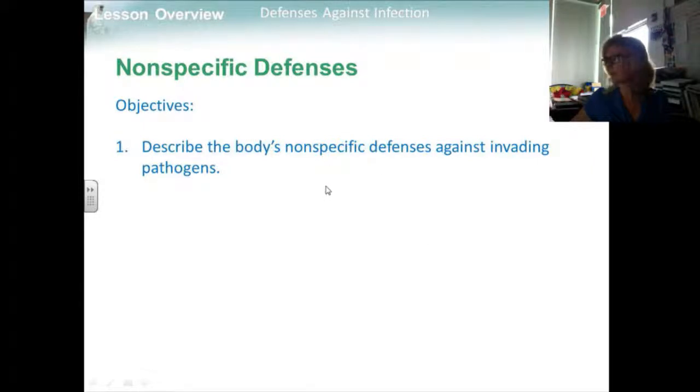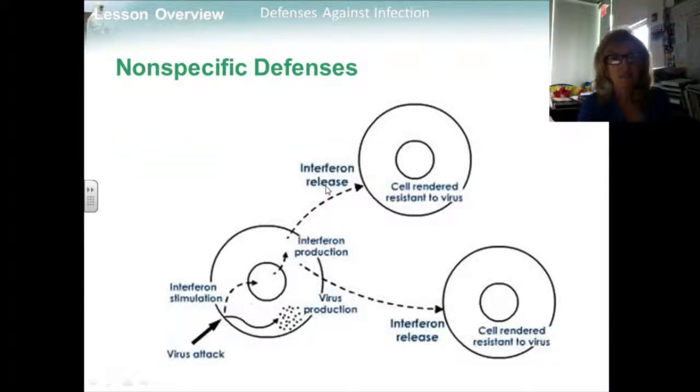Non-specific, let's talk about that. So the body's first defense against pathogens is a combination of physical and chemical barriers. These barriers include the skin, tears, and other secretions, the inflammatory response, interferons, and fever. These barriers are called non-specific defenses because they act against a wide range of pathogens.